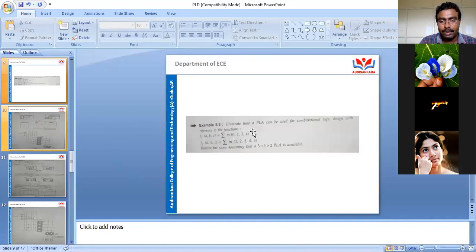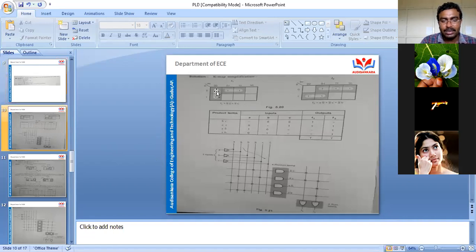So what are the elements they have given, students, in F1? 0, 1, 3, 4. And in F2, 1, 2, 3, 4, and 5. So which means that in F1, you need to consider the cells 0, 1, 3, 4. Let us go here. So, K-map is considering 0, 1, 3, and 4 here.